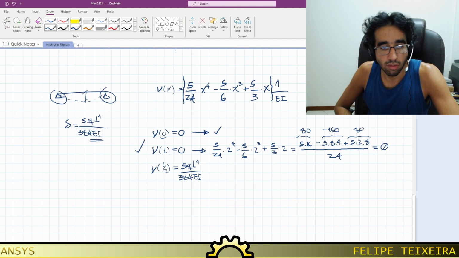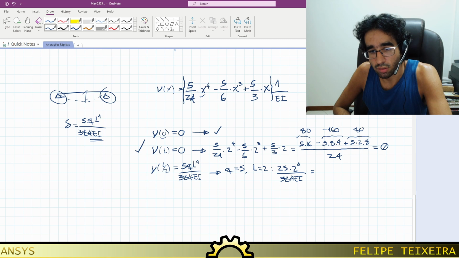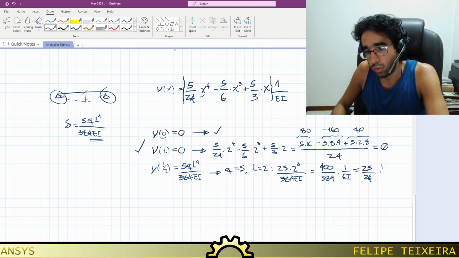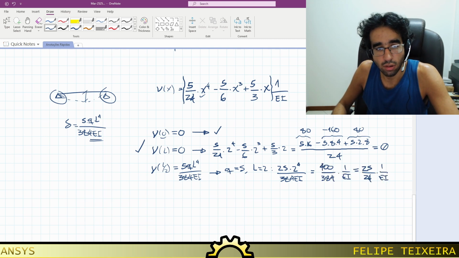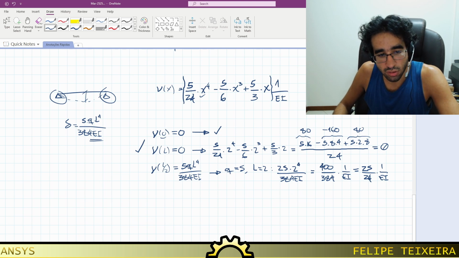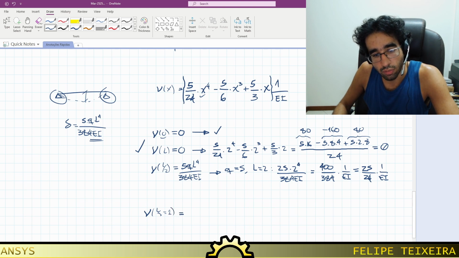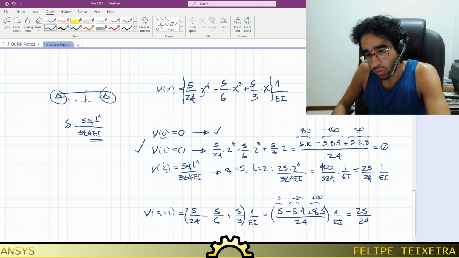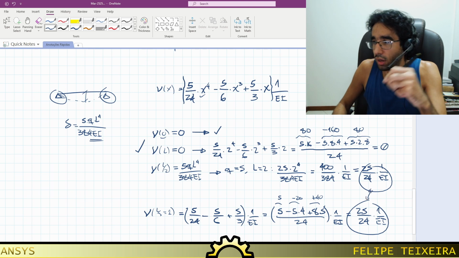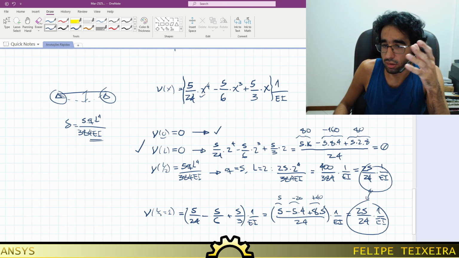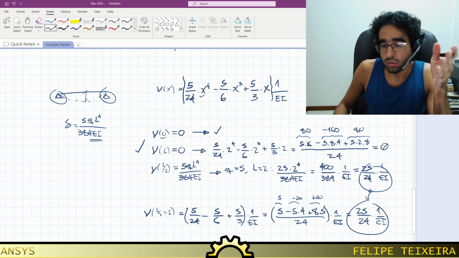So now let's check the final one. This yields 25/24 times 1/EI. So let's check to see if our expression returns the same. So nu of L/2, which is 1 meter, is equal to 25/24 times 1/EI. So our expression for the elastic curve, at least at these three locations, left support, middle of the span, and right support, yields the correct values.